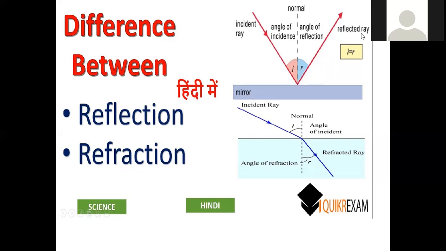Light after bouncing from the mirror will be said to be the reflected ray. So it will be the mirror image. When we see our face in the mirror, our image will be reflected.